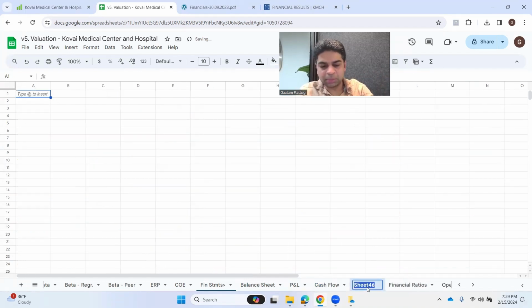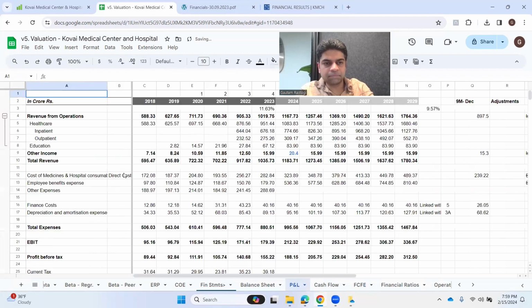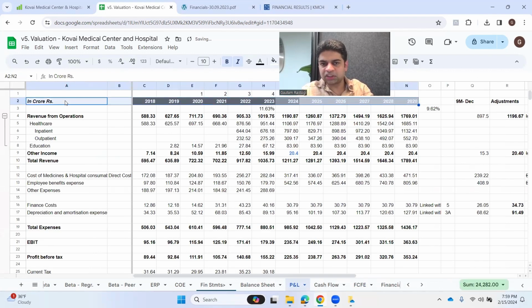So I just open FCFE. Let me paste text from here.